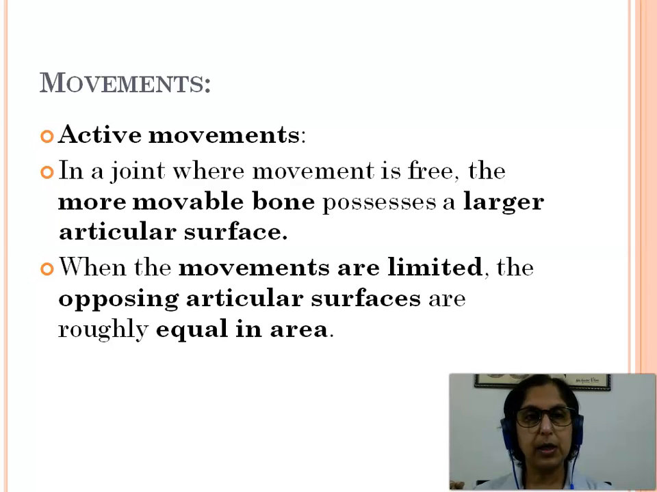So when the movements are limited, the opposing articular surfaces are roughly equal in surface area, or the bones forming the joint are congruent enough. And here I would give the example of the hip joint, where the head of the femur articular surface is congruent with the articular surface of the acetabulum of the hip bone. So that's why here, since the bones are congruent enough, the range of movement is less, or the movements are limited.